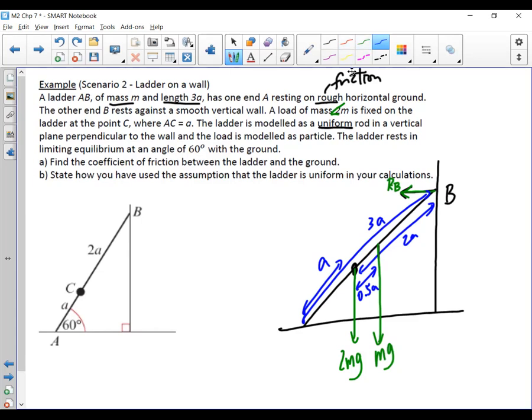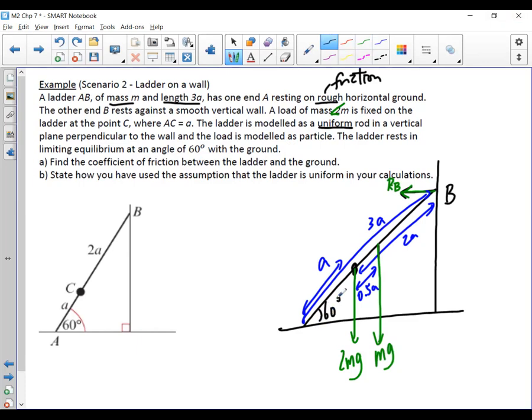Next, what else? The ladder rests in limited equilibrium at 60 degrees to the ground. Find the coefficient of friction. Okay, so I want to find the friction. Find the coefficient of friction. That's 60 degrees. So that's 60 degrees. Right.